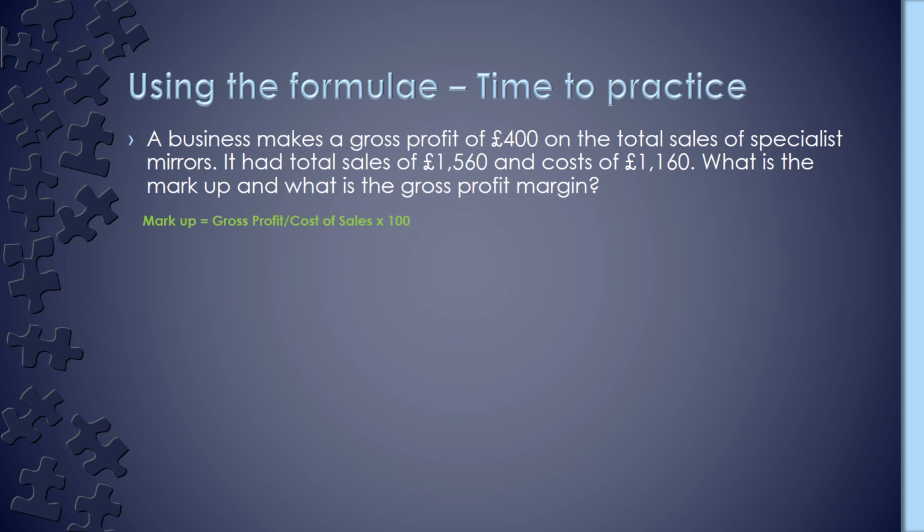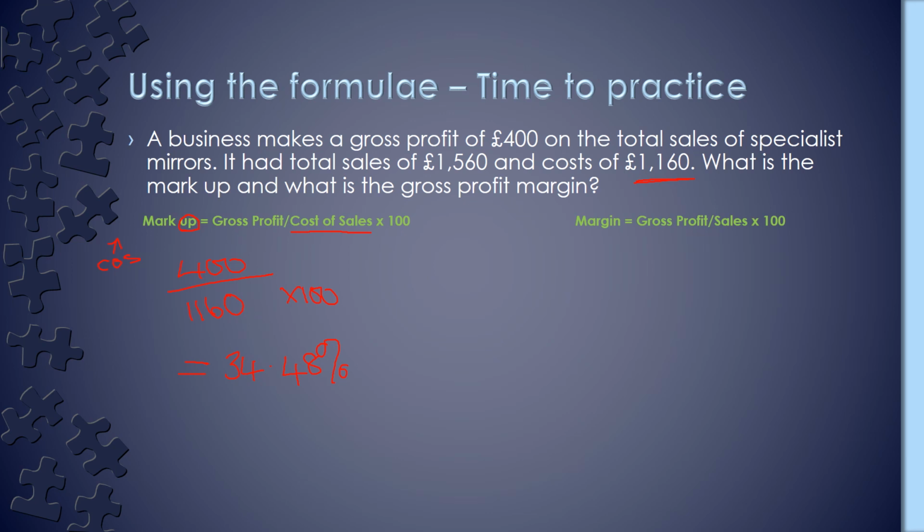So our markup then, remember we're going to be going up, there's our keyword. So we're going to be going up from our cost of sales, so we're basing it on cost of sales. So our gross profit is 400 divided by 1160, which is our cost over here. And then we're going to times that by 100. And that equals 34.48% to 2 decimal places.